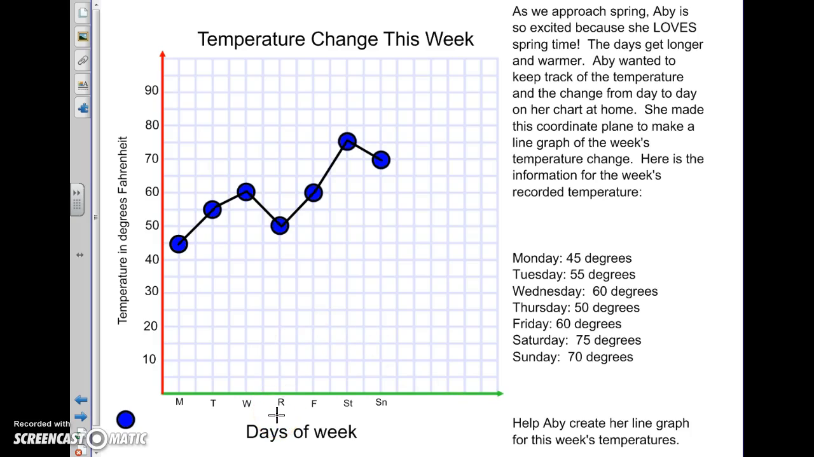All right. So that's how you make a line graph. You just look at the data that you've been given. You got to make sure that your x-axis and y-axis are labeled correctly. And it should look something like that.